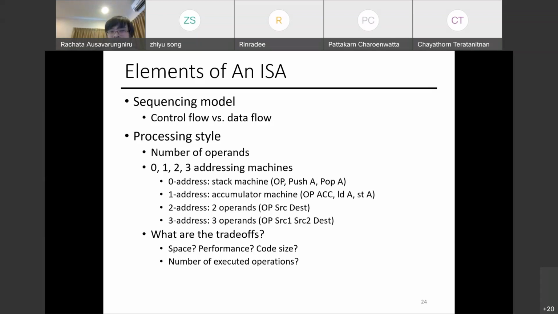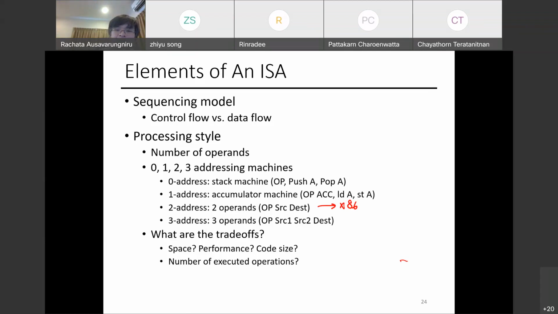Processing style, things like the number of operands. For example, you can have something like x86. This is basically the Intel assembly that you've seen in System Skill. You can have add R1, R2. What it does is add R1 and R2 together and store the result in R2. So you take registers, do the operation, and store it back to one of the registers you listed.